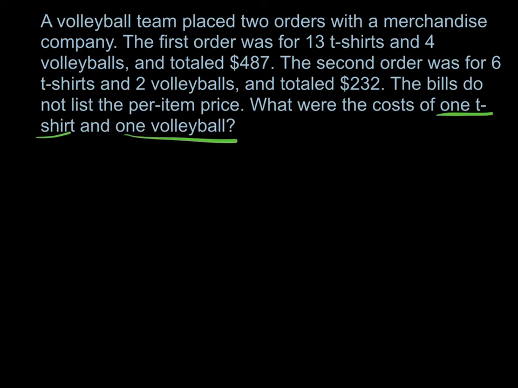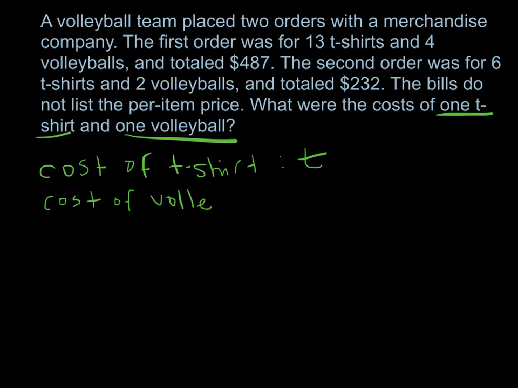So now we can give our unknowns a variable. We have the cost of a t-shirt, and let's go ahead and give that the variable t. It's a funny looking t, but it's all right. And then we have the cost of a volleyball, and we could give that a v. Cool? All right, so now we have our 2 unknowns.